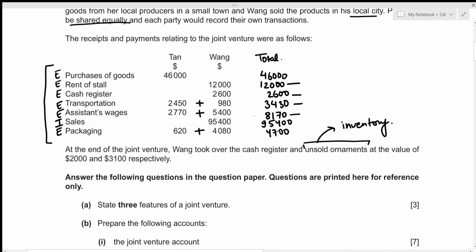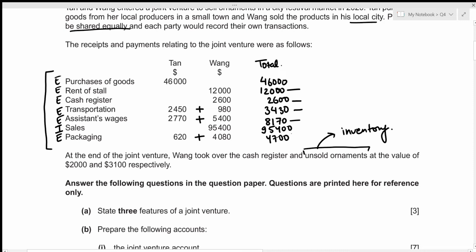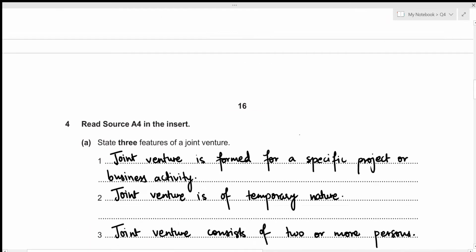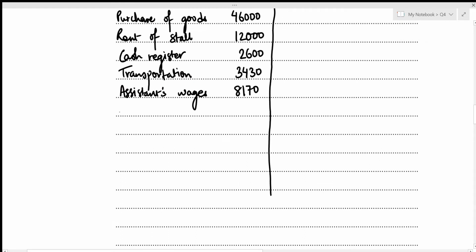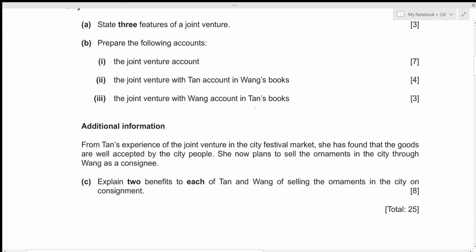All right, then for the last expense, we have our packaging costs amounting to 4,700. That's packaging, 4,700. Okay, now we will move towards recording our incomes.